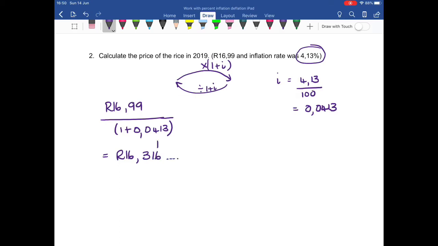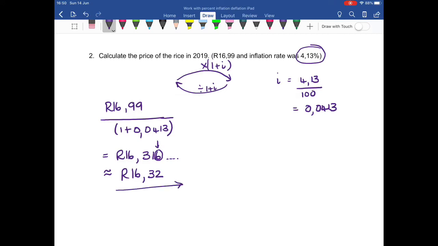And if you put it like that on your calculator, you will get the answer 16.316 and a whole lot of decimals. Remember, 5 or more, let it soar, so it's 2 decimal places. I look at the neighbor, it is more than 5. So a year ago, that same packet of rice would have cost R16.32.